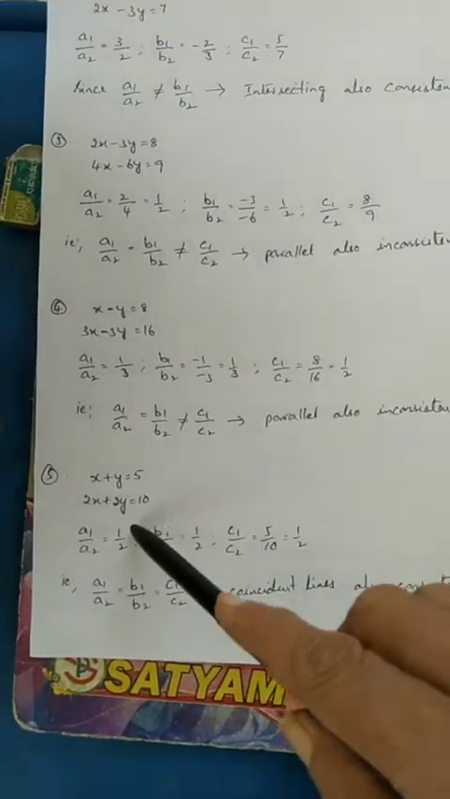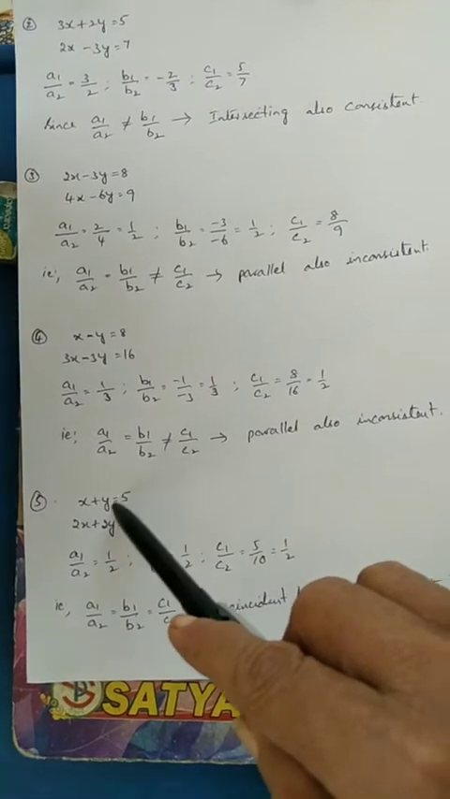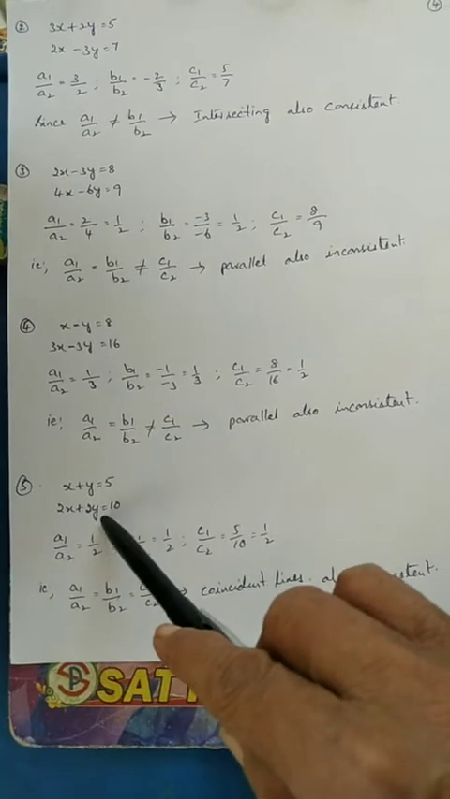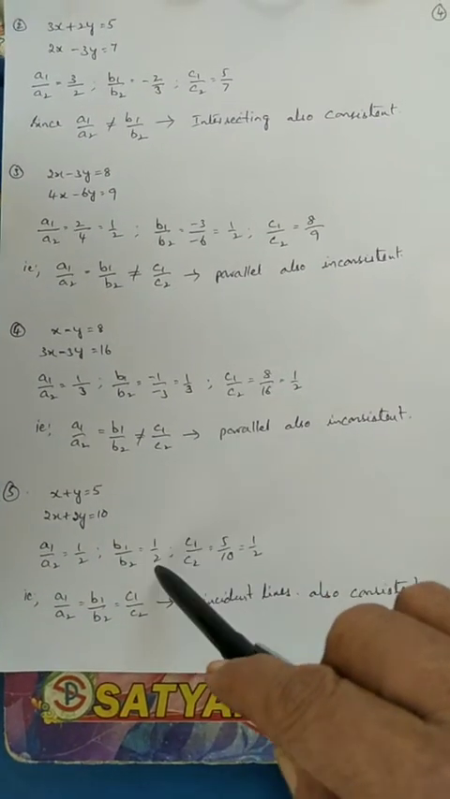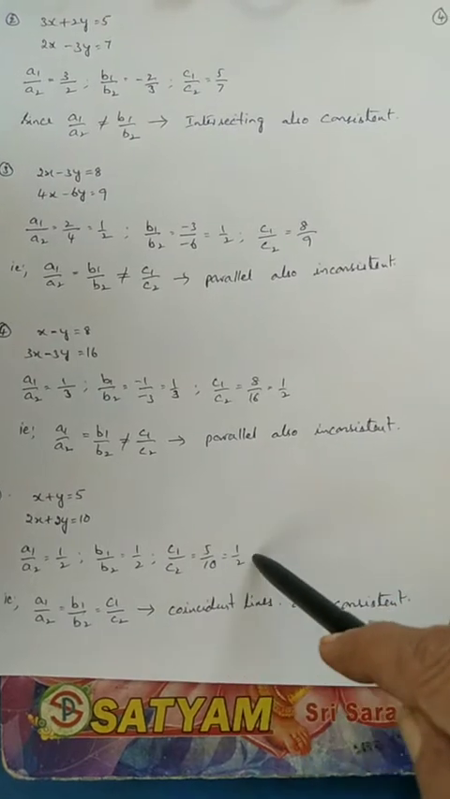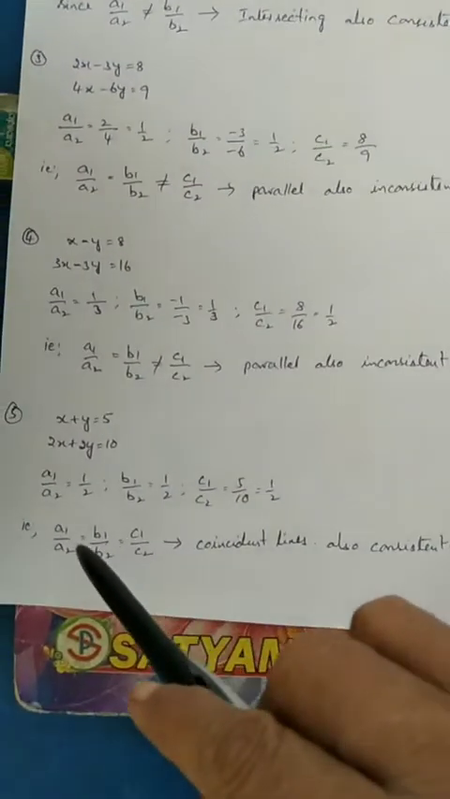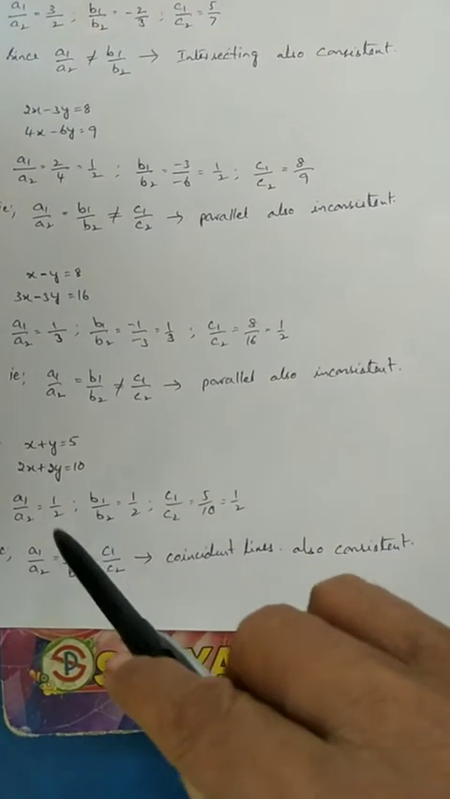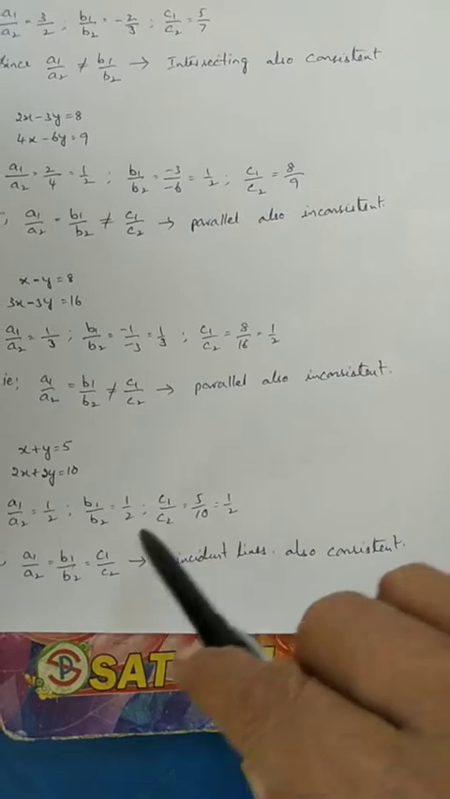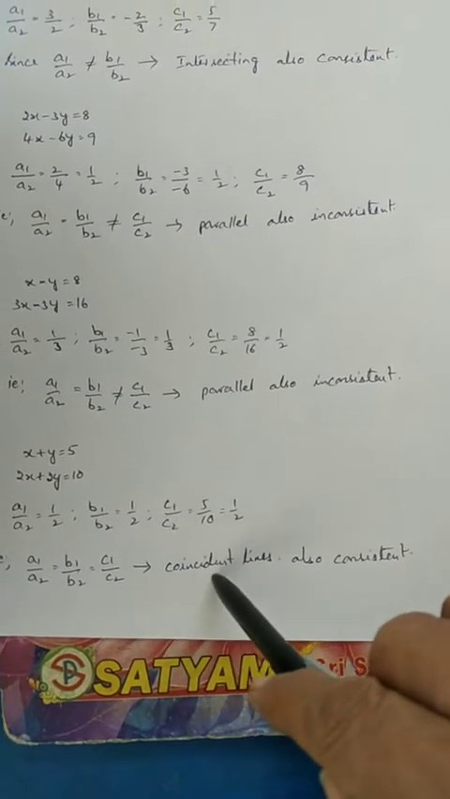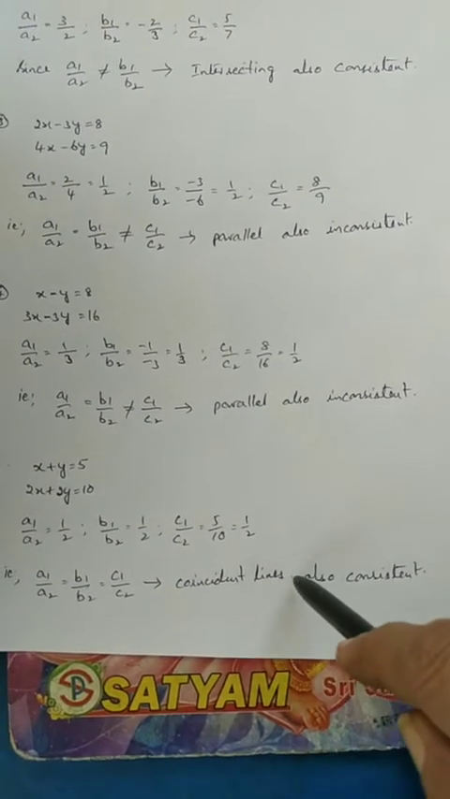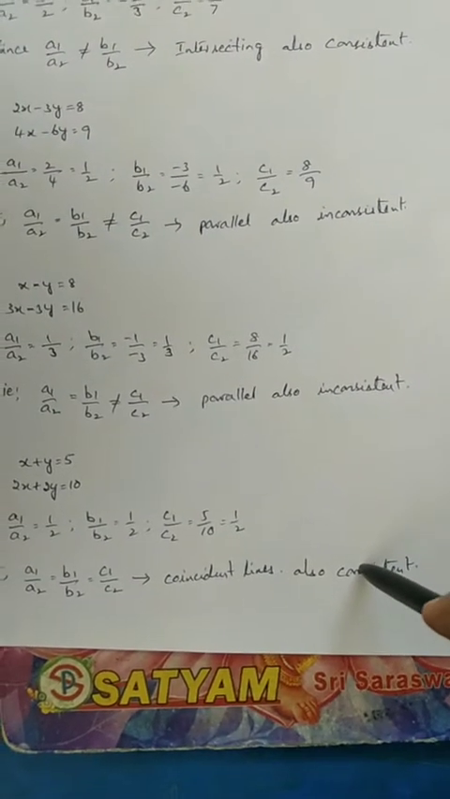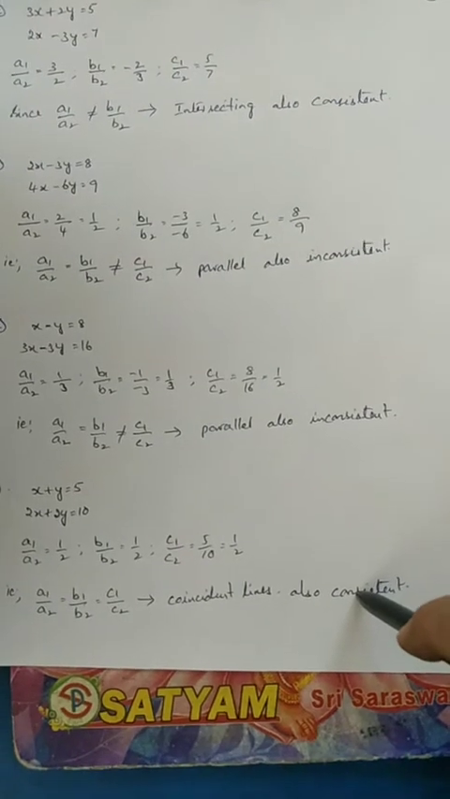Similarly, next one, x plus y is equal to 5, 2x plus 2y is equal to 10. If you compare the values, A1 by A2 is 1 by 2, B1 by B2 is 1 by 2, C1 by C2 is equal to 1 by 2. Therefore, we can say that A1 by A2 is equal to B1 by B2 is equal to C1 by C2. Why we got 1 by 2, 1 by 2, 1 by 2, all are equal? Then we can say that they are coincident lines. For coincident lines, we have many solutions, and we can say that this is also consistent. Is it clear, all of you?